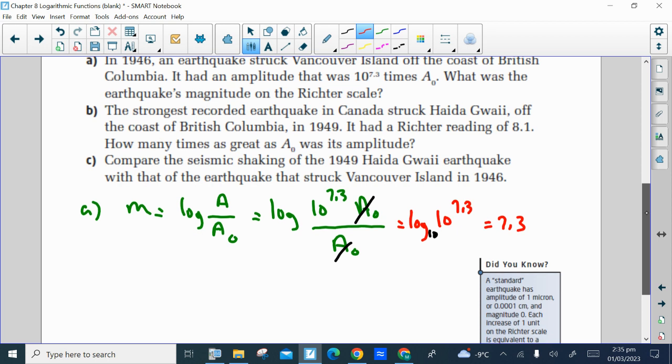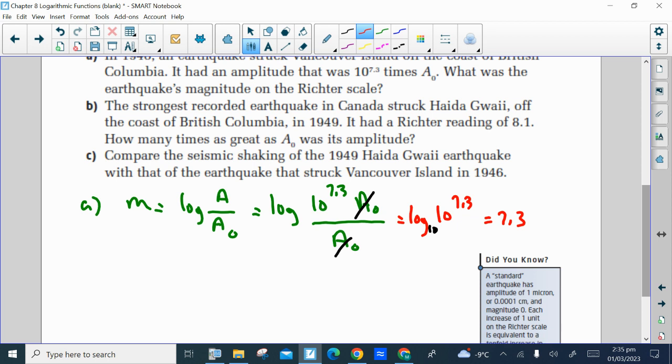Part B says the strongest recorded earthquake in Canada struck Haida Gwaii. It used to be Queen Charlotte Islands, and it's now called Haida Gwaii. It's also off the coast of British Columbia, north of Vancouver Island. It's kind of straight west of Prince Rupert, where Vancouver Island is obviously straight west of Vancouver. So it's further north. Anyways, this happened in 1949. It had a Richter reading of 8.1. How many times as great as A sub 0 was its amplitude?